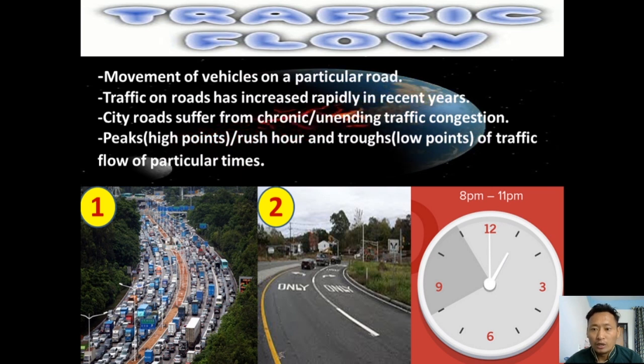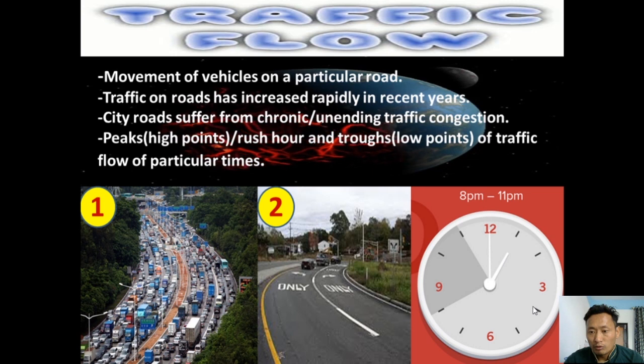And if we talk about the low point, from 11 to 4 p.m. we have fewer vehicles on the road. Why? Because most people are settled in the office, and students are settled in schools and colleges. That means less movement of people and vehicles on the road. Because of that, this period is called the trough or low point of traffic flow.